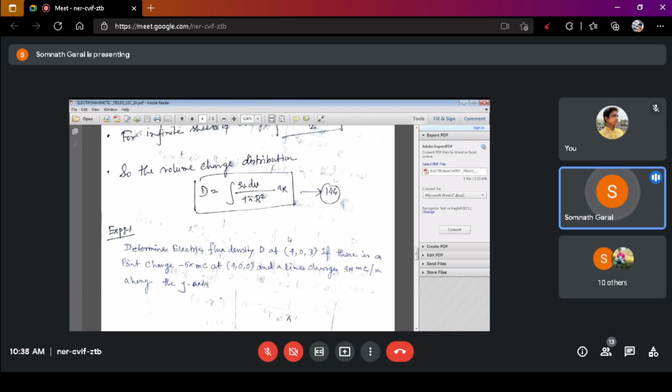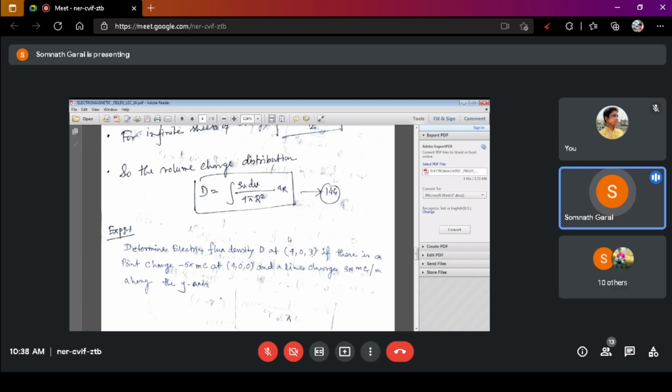I will explain one problem and you have to calculate another problem. Determine the electric flux density. Determine the electric flux density D at a point whose vector coordinates are 4, 0, 3.